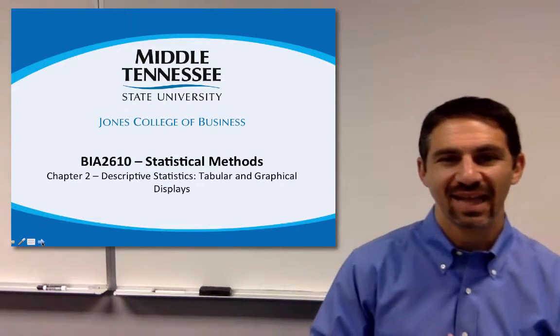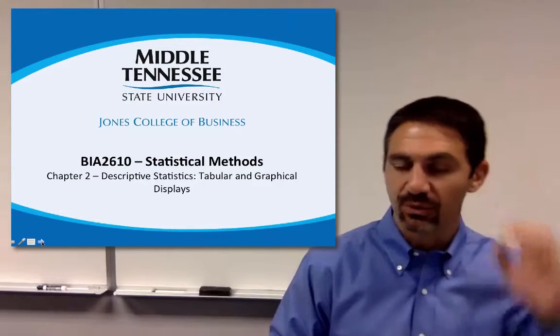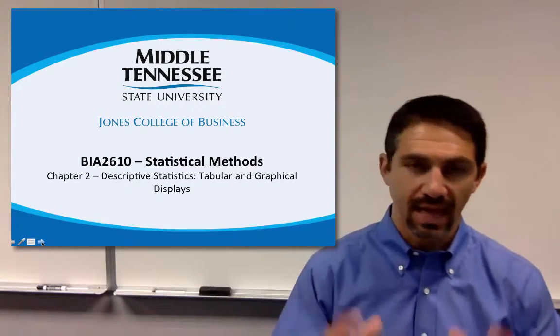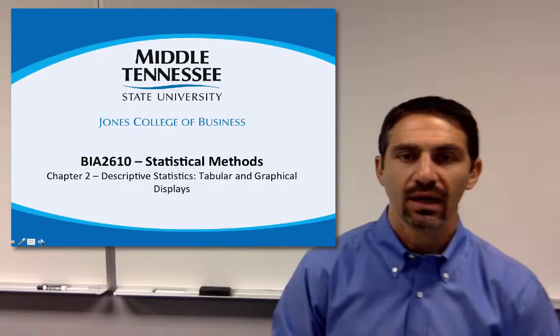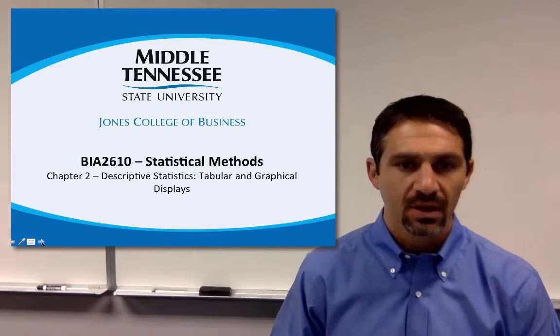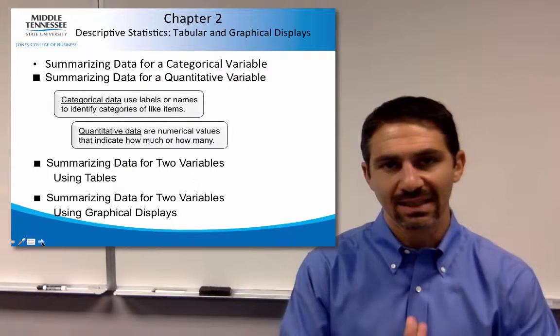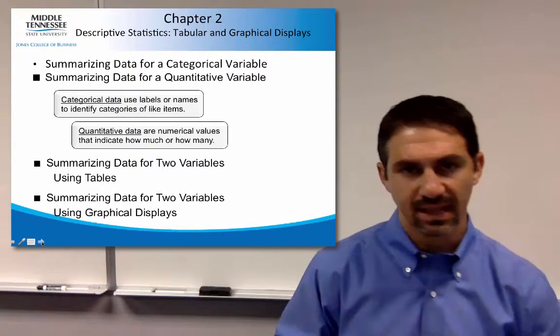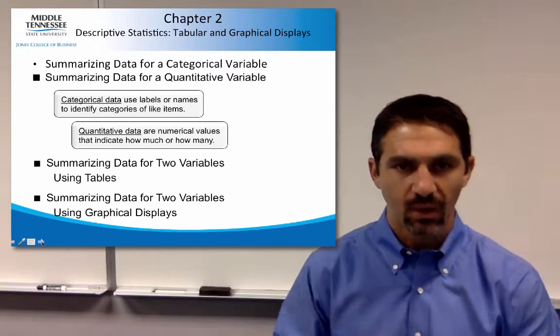Time to start the material, and let's get going in Chapter 2. With Chapter 2, it's really about graphical displays and how it looks. And how do we organize data in things such as histograms or just cross tabulations. So what we're going to look at again is that idea of categorical data and quantitative data, and then being able to know what we do with that.